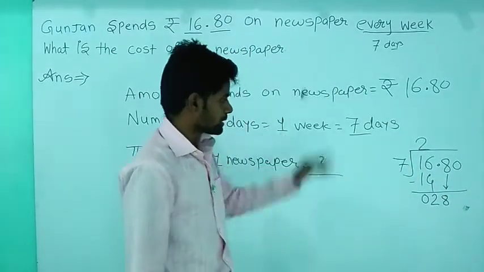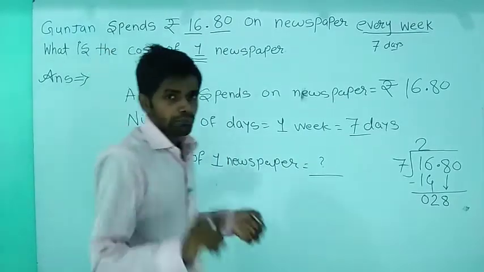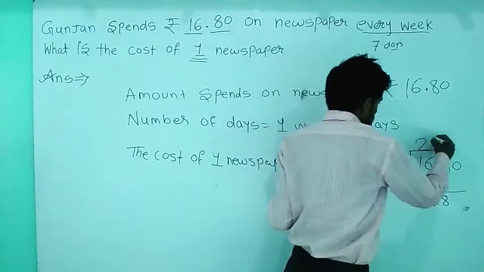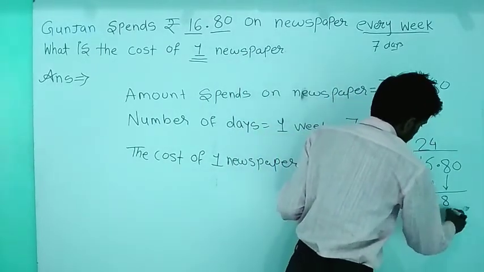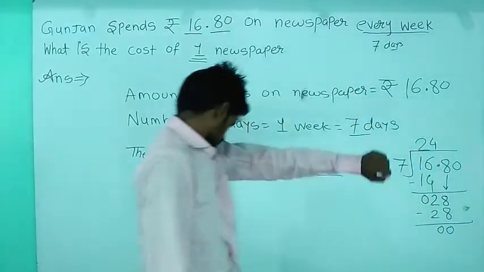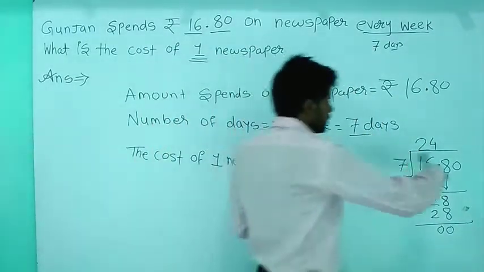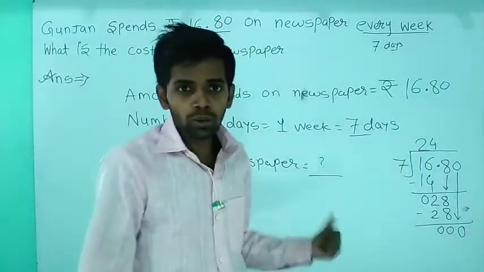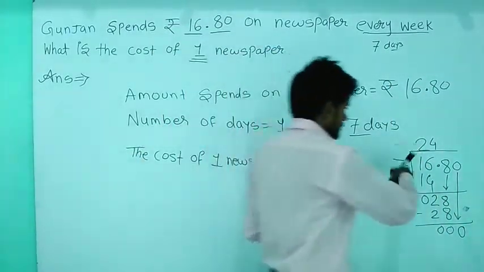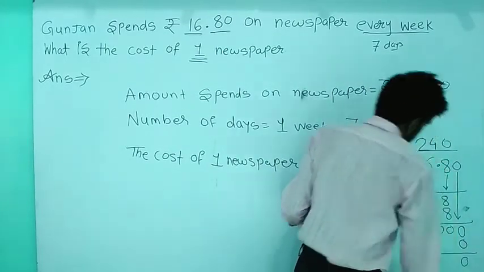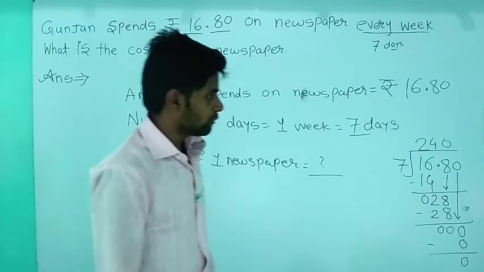Okay, now divide by 7. 7 threes are 21. 7 fours are 28. Yes, 7 fours are 28. So we will write 7 fours are 28. Now subtract 28 from 28, you will get 0. And the last digit will also come downside. It is 0. But it is not finished yet. We have to solve that 0 also. 7 zeros are 0. And the remainder is 0. So the answer is 240.